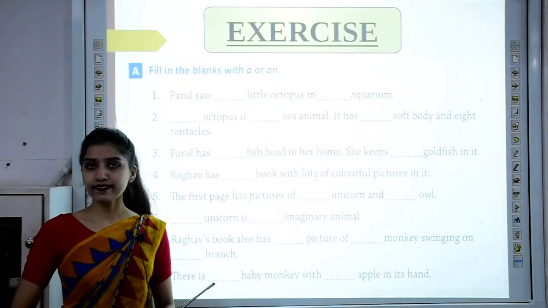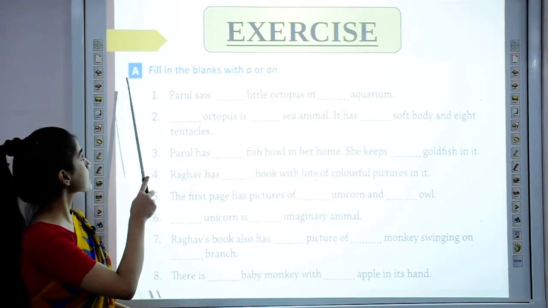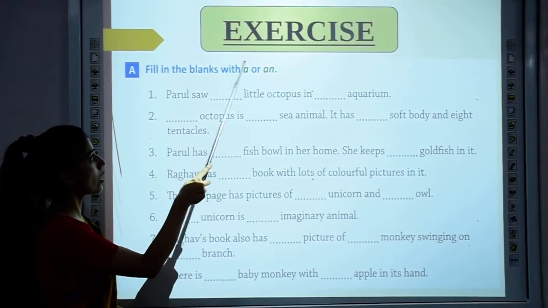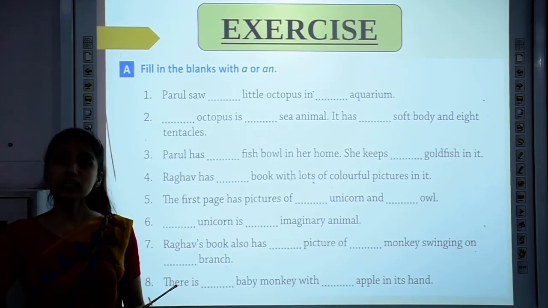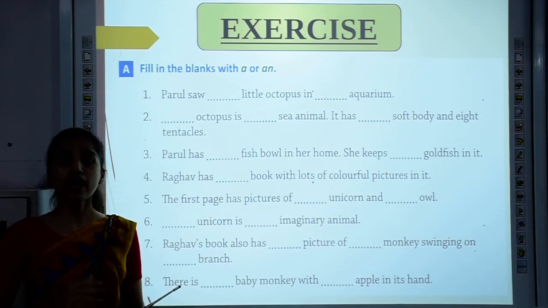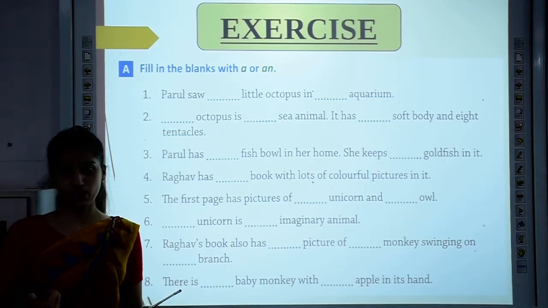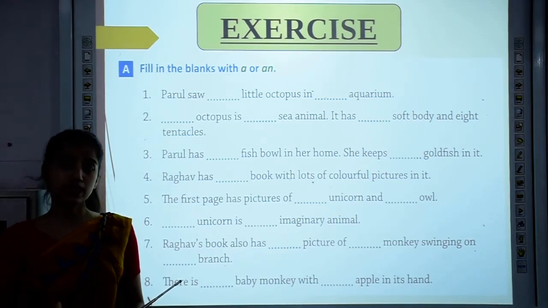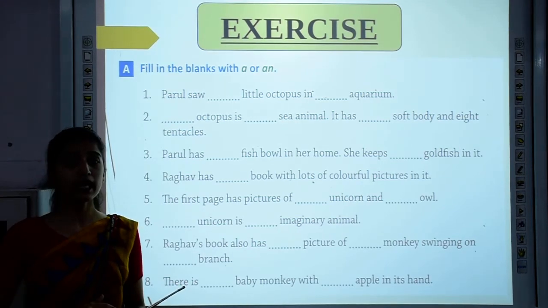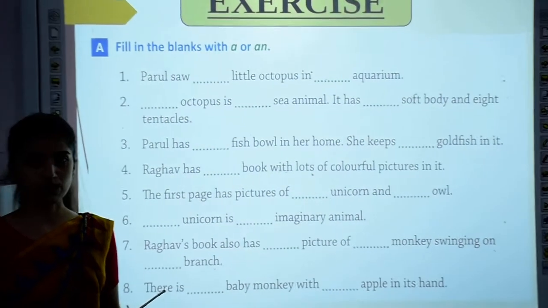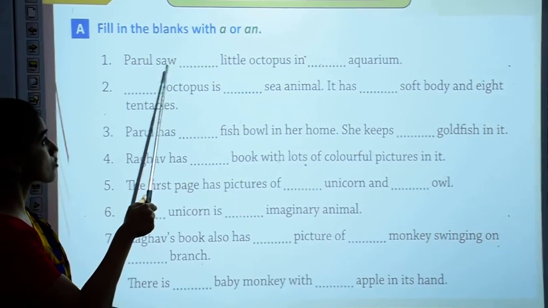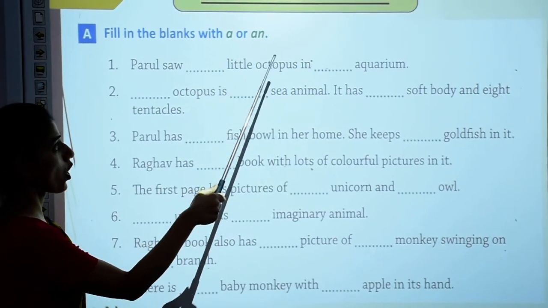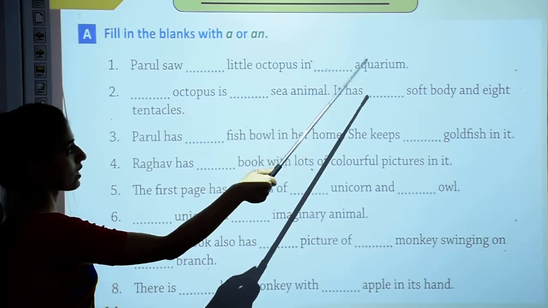Now let's look at the exercise. First exercise, fill in the blanks with a or an. So now we have seen that a is used with singular countable nouns that begin with a consonant sound, and an is used before singular countable nouns that begin with a vowel sound. So let's see the first sentence. Parul saw dash little octopus in dash aquarium.